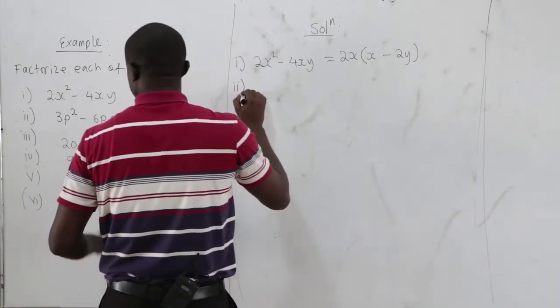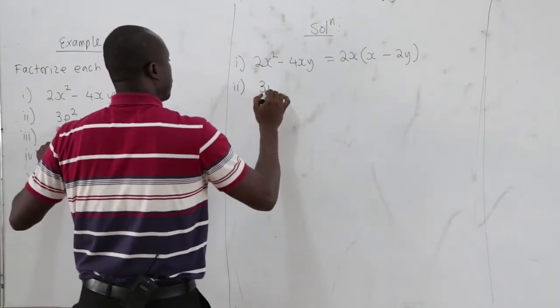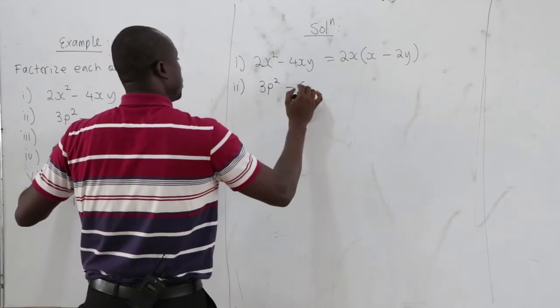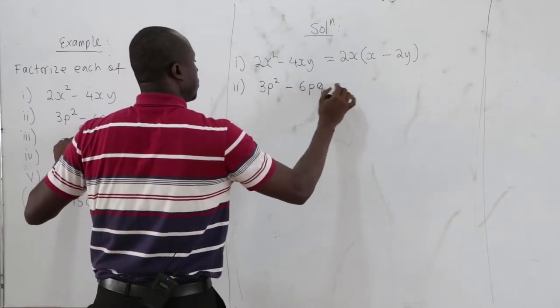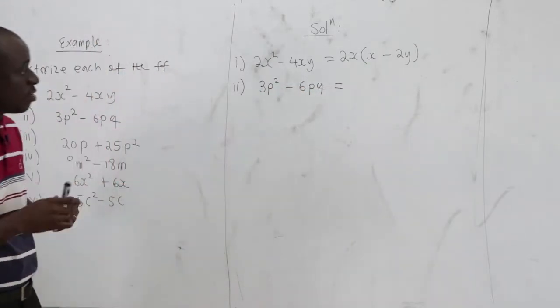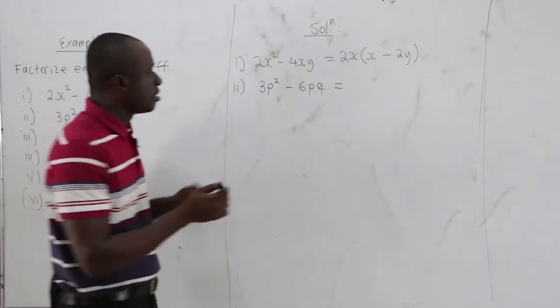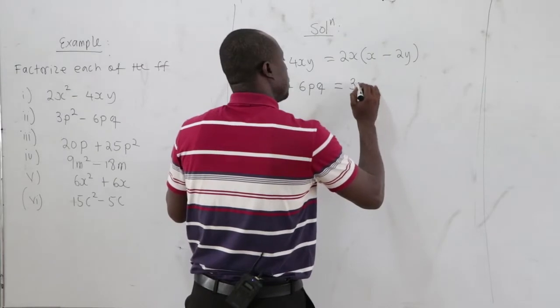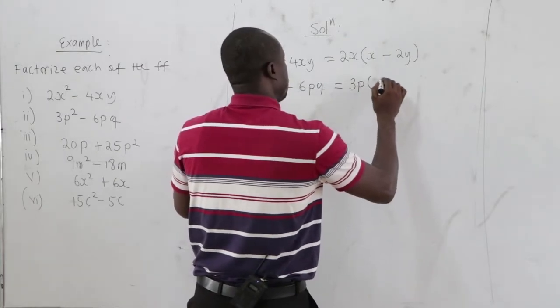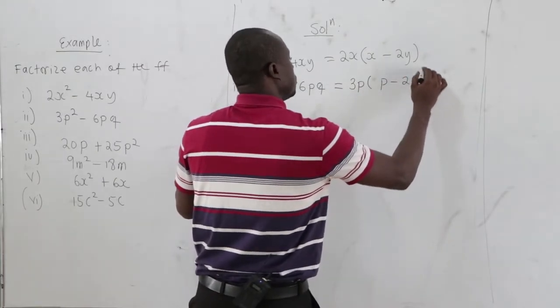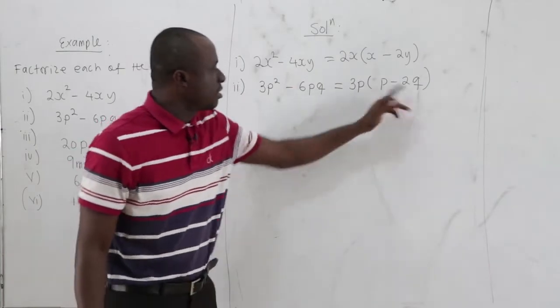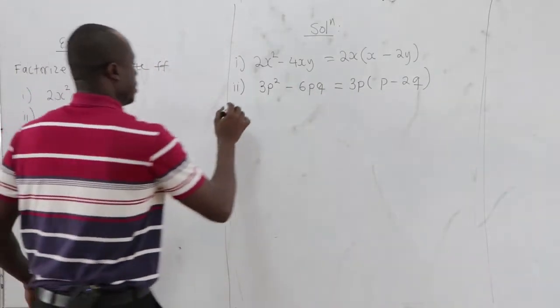Now let's see the second one. We have 3p squared minus 6pq. With this, the common factor, we know that we can get 3p here. We can also get 3p here. So we get 3p out, and we are going to get p minus 2q. This time this will give us that.